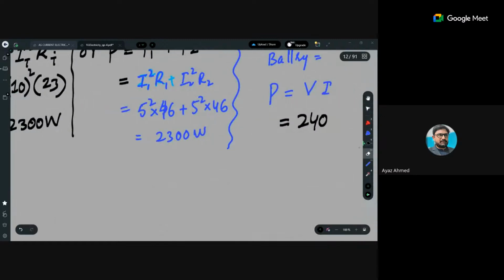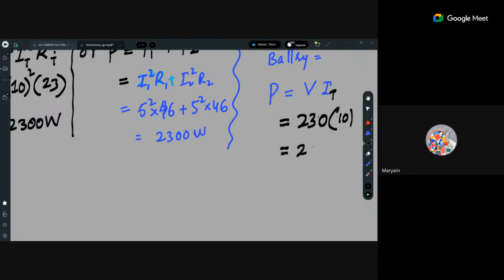Is Zainab in the class? Yes, sir. Zainab, if this comes out, then what will be the total current? Now your luck, let us check. If it would be there, then you would be the most lucky guy in physics. Total current, tell me. It would be 10. Yes. So again you got 2300 watt. Simple. No problem at all.